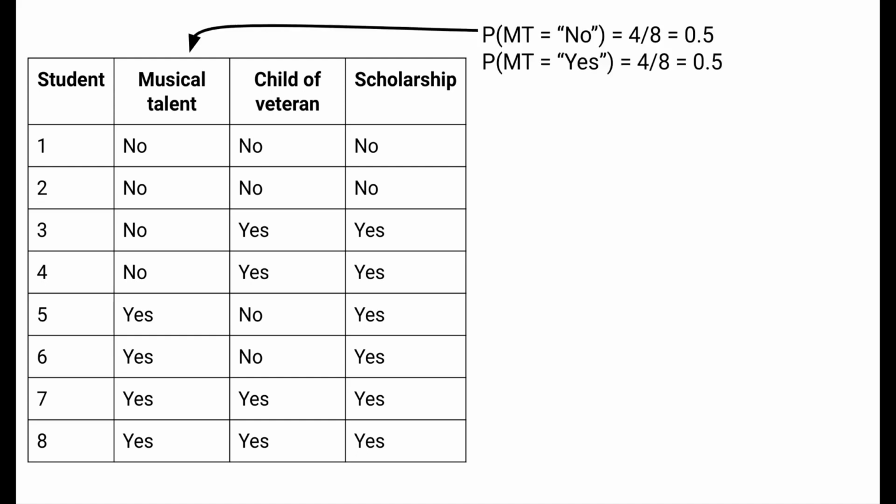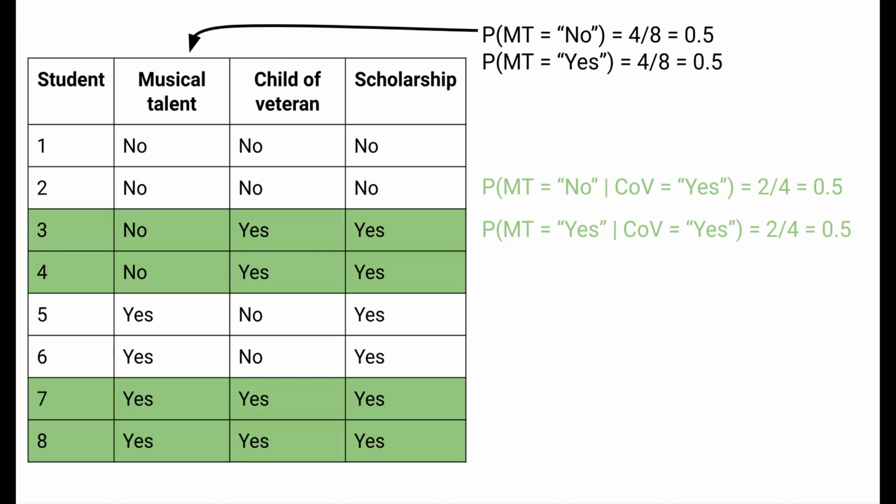Tabulating the no's and yeses in the musical talent column allows us to compute the marginal probabilities. 4 out of 8 students do not have musical talent and 4 out of 8 do. These marginal probabilities are both 1/2. Will these probabilities change when we filter to children of veterans or to children of non-veterans?